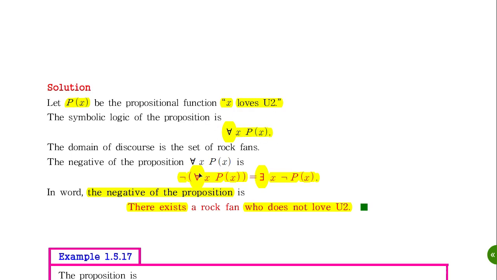Then what's the negation of this? The negation is equivalent to A going to E and plain going to its negation. So there exists x such that not P of x, which means the negation of this proposition is there exists a rock fan who does not love U2. That's the negation. So when you find the negation, all you have to do is change everything to the opposite.